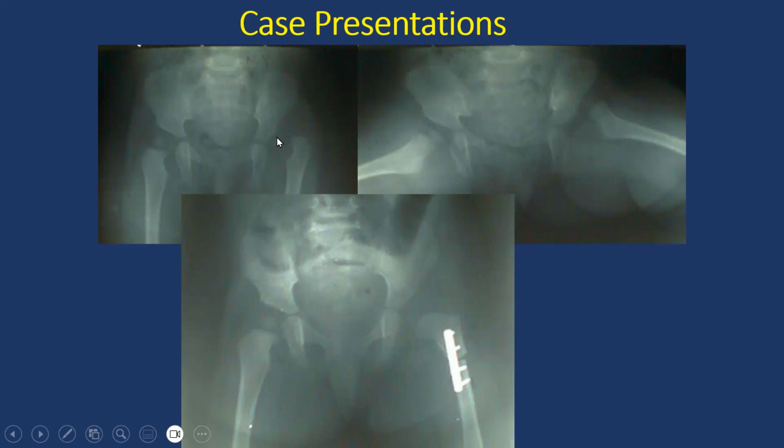So what did I decide? I decided the acetabulum is good, so I just did a varus derotation osteotomy, and the hip was stable with good containment. I had a good result.